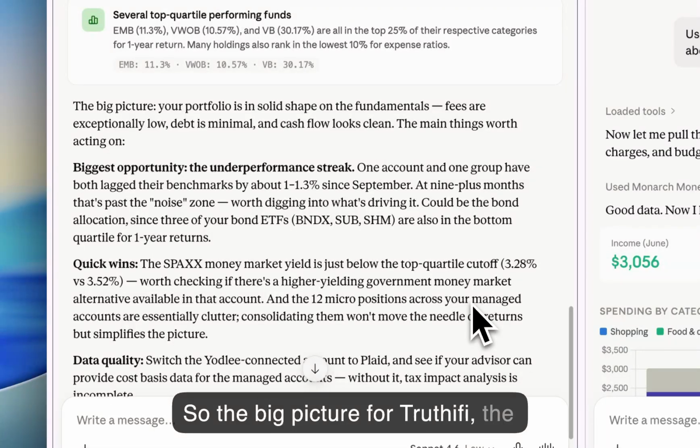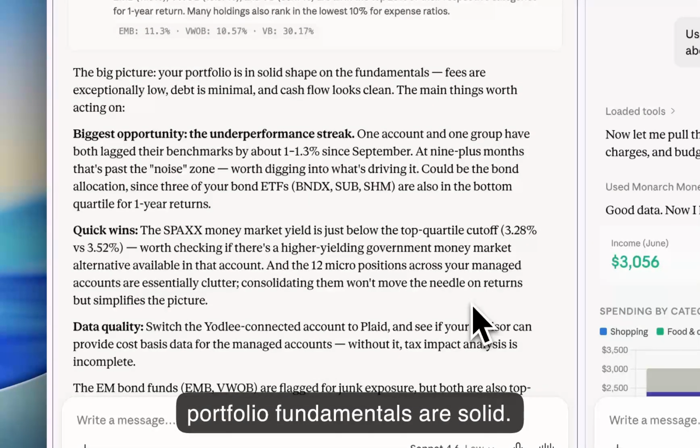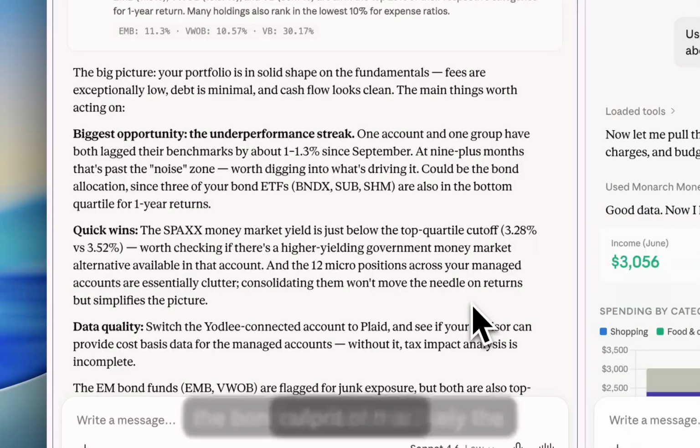So the big picture for Truthifi, the portfolio fundamentals are solid. The main thing worth acting on is the underperformance streak, and the bond allocation is likely the culprit of that.